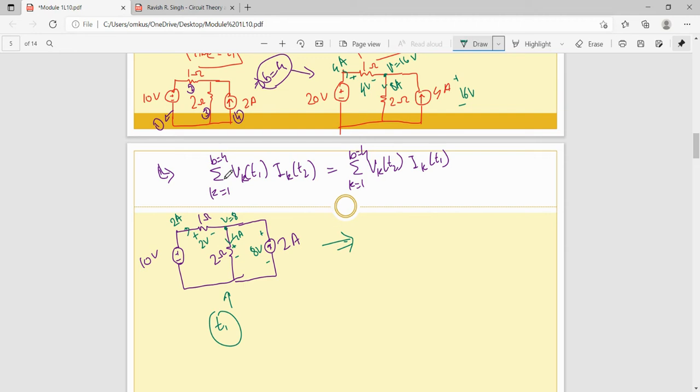See here, V1 for the first branch, right? K is defined as the branch number. So V1 for the T1 circuit and I1 for the T2 circuit, right? I will put K equal to 1 for the first condition. So let it be LHS, left hand side, which is the summation of K equal to 1 to B equal to 4, right? So V_K of T1 times I_K of T2. So see here, for the first circuit put K equal to 1.